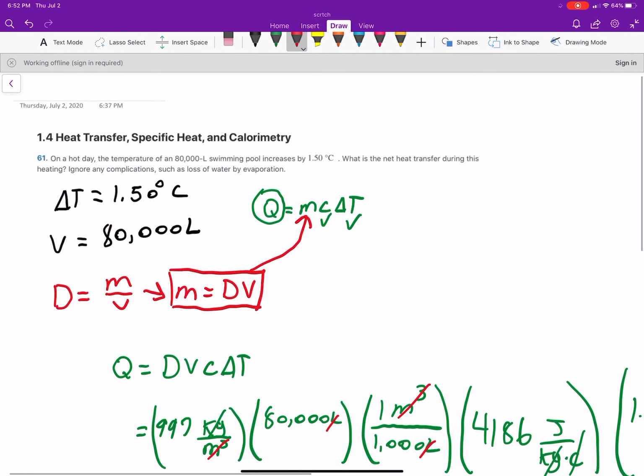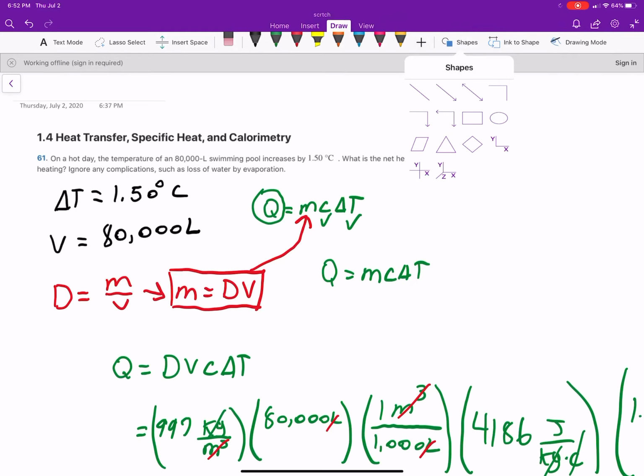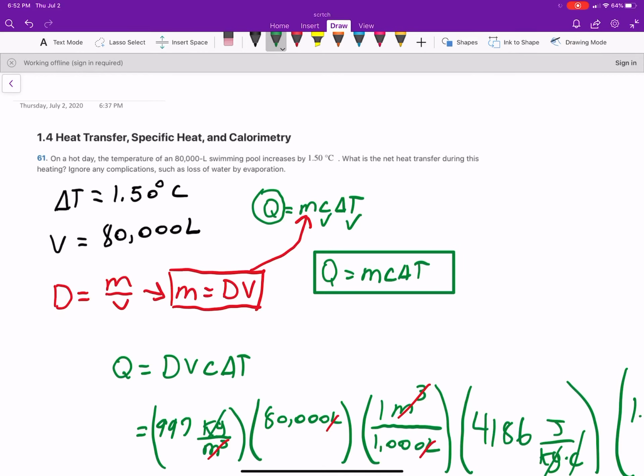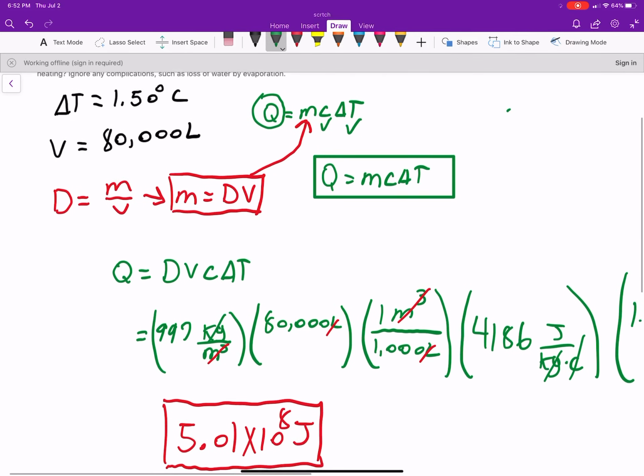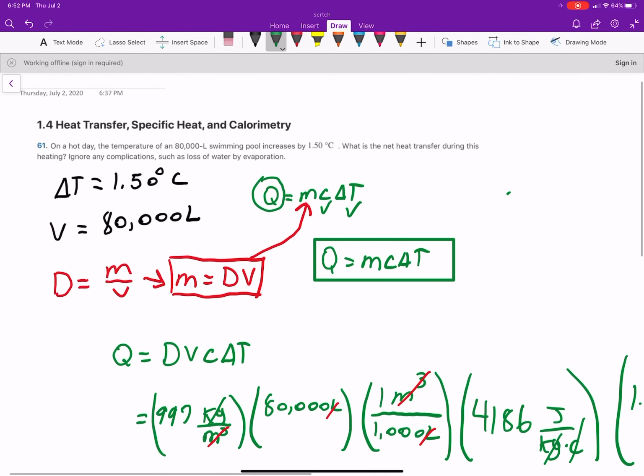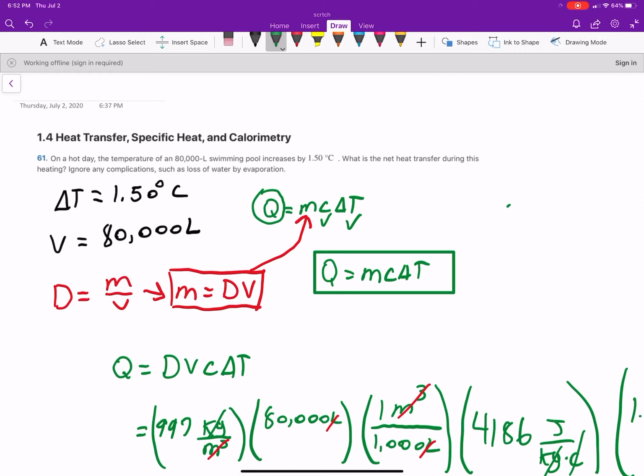But yeah, the big thing to know here is obviously your main equation, Q equals mc delta T. That's a big one to just memorize. I'll even box it. And then know that density is mass over volume, so we can substitute. And then it's just making sure our units are right. So not too bad of a problem, and hopefully that helps out.